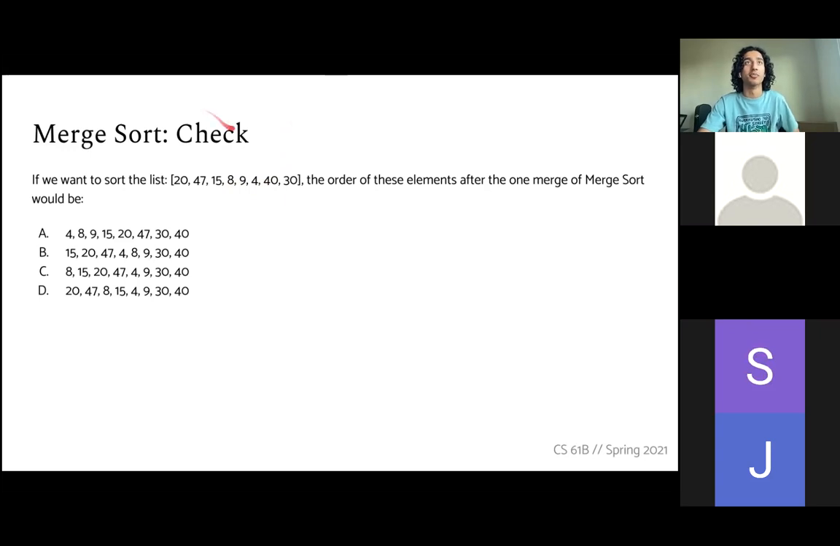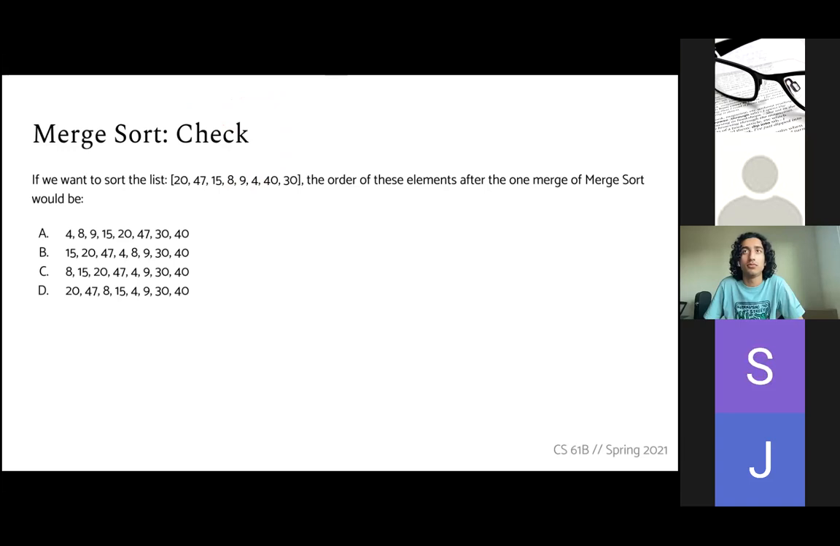Okay. People are saying C. Why do you think so? Or why do you guys choose C? Yeah, Brian. You would sort the left and right halves separately. So the first four and then the second four, sort them before they're merged together. Okay.